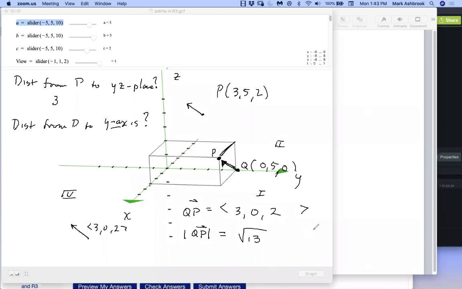How did we get the 2? From Q to P, we do final minus initial for each component. So 3 minus 0, 5 minus 5, 2 minus 0. The change in x is 3, the change in y is 0, and the change in z is 2. Oh, okay. Thank you so much. Sure.